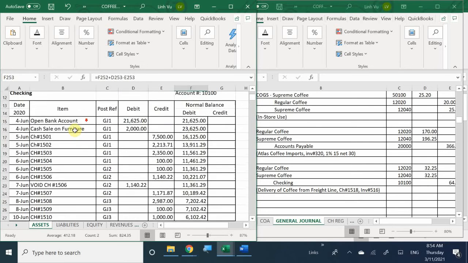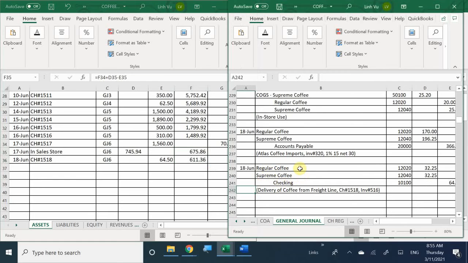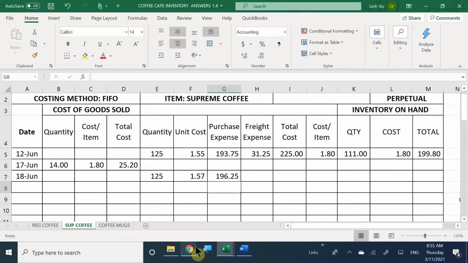Lastly, we wrote a check. How much was the check for? 64.50. So bringing my bank balance to 61,136. All right, good. Everybody matches. So what comes next? Inventory. You want to do inventory first? Okay, we can do inventory first.